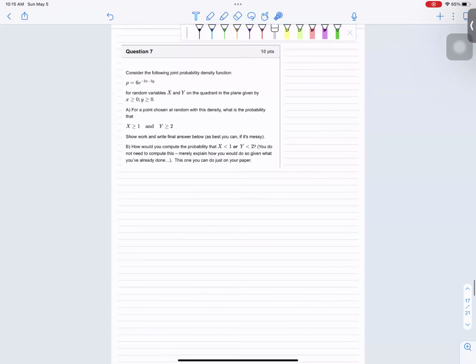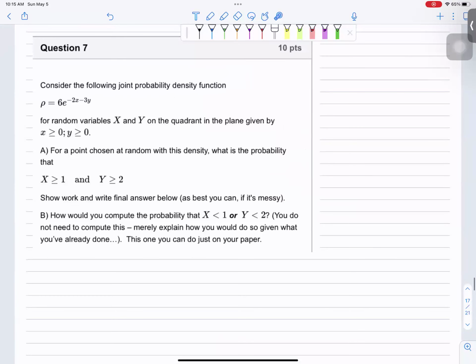Okay, let's do question 7. Question 7 says, consider the following joint probability density function, rho equals that, for random variables x and y on the quadrant in the plane given by that. For a chosen point at random with this density, what is the probability that x greater than 1, y greater than 1? Or greater than or equal to, I mean.